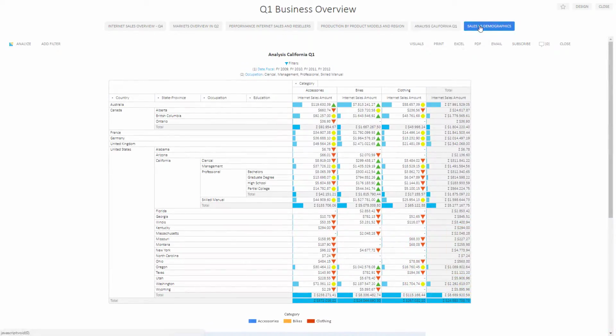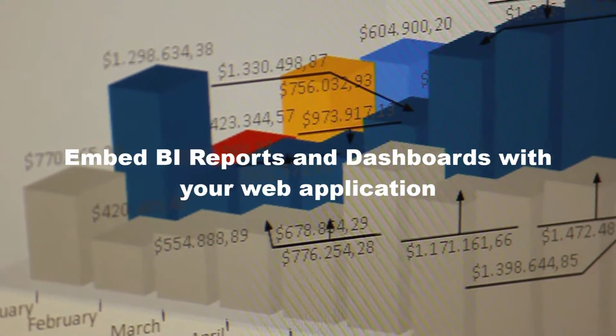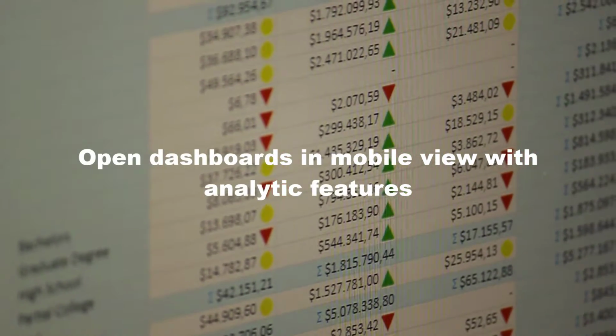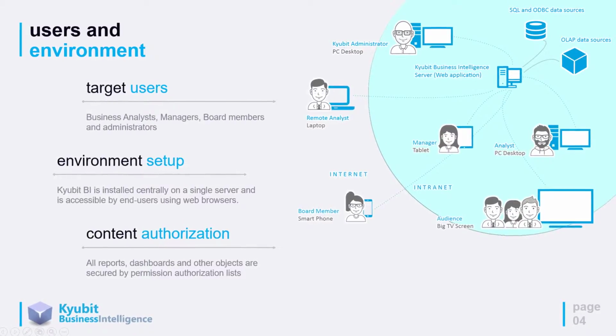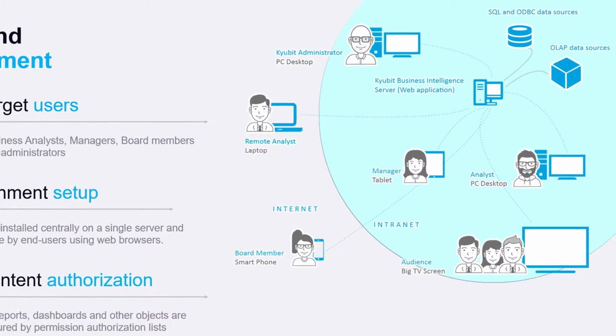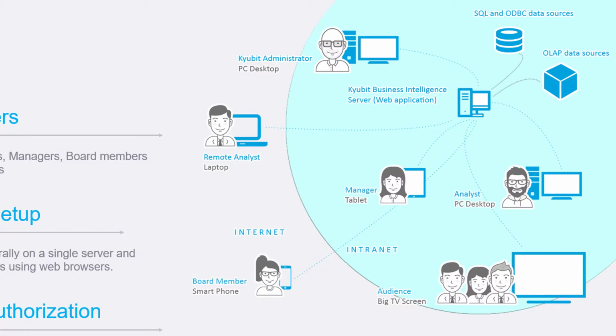Created reports, visualizations, and dashboards could be embedded into third-party web applications, while dashboards could be opened in mobile view for small screen devices, still including OLAP analytics features. Typically, Kyubit BI is installed centrally on a server in your intranet, cloud virtual machines, or anywhere possible reaching your data sources.